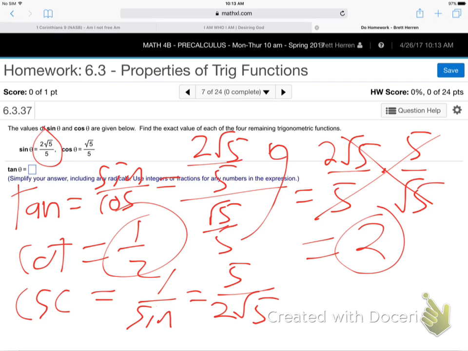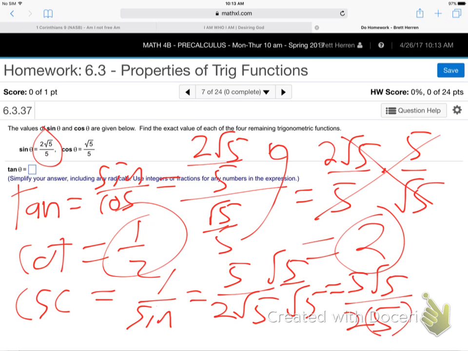Good so far, but I can't leave it that way because I can't leave a root in the bottom, right? Multiply top and bottom by root 5. Get 5 root 5 over 2 times regular 5, because these 2 root 5s make a 5. So number 9.